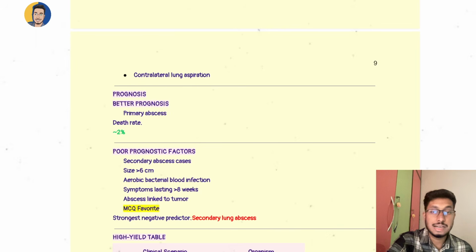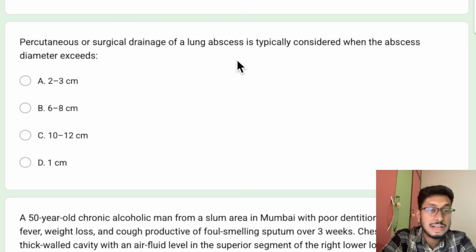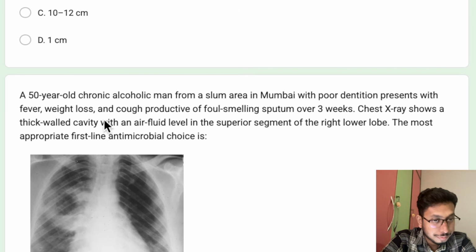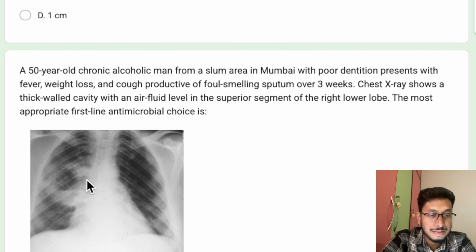Okay, so let's see a few of the questions again. Percutaneous surgical drainage of lung abscess is typically considered when abscess diameter exceeds 6 to 8 centimeter. Here you can see easily in this chest X-ray an air-fluid cavity is present. A 50-year-old chronic alcoholic man, so alcohol is a risk factor. Slum area, poor oral hygiene, poor dentition. Fever, weight loss, and cough producing foul-smelling sputum. So you suspect this to be anaerobic infection over 3 weeks.